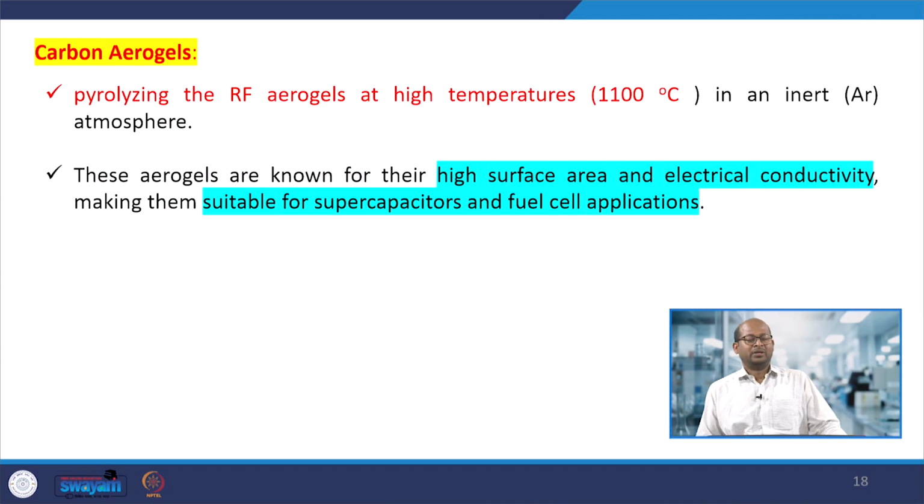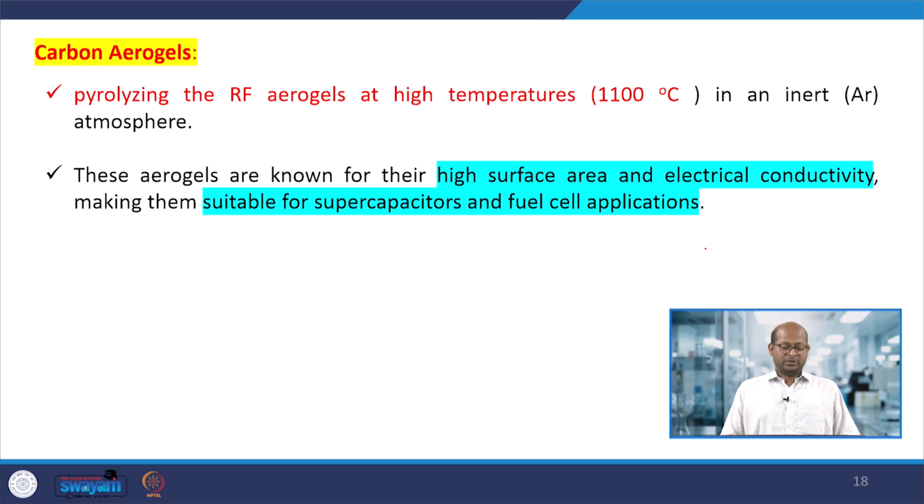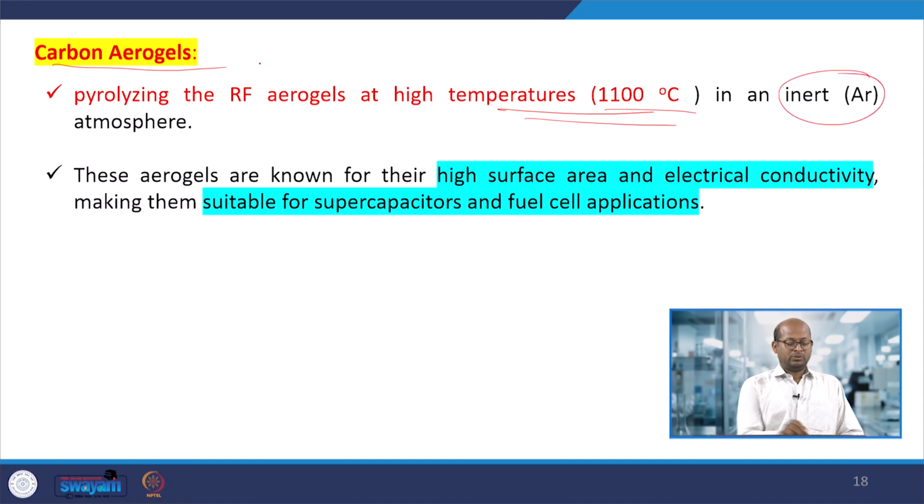Okay, so the RF aerogels we have prepared is by condensation reactions in the presence of sodium carbonate as a catalyst. Once these RF aerogels are prepared, then we can heat them in the absence of air at an extremely high temperature, approximately 1100 degrees centigrade. In the presence of an inert atmosphere, these carbon aerogels would form. This carbon aerogel has a high surface area.